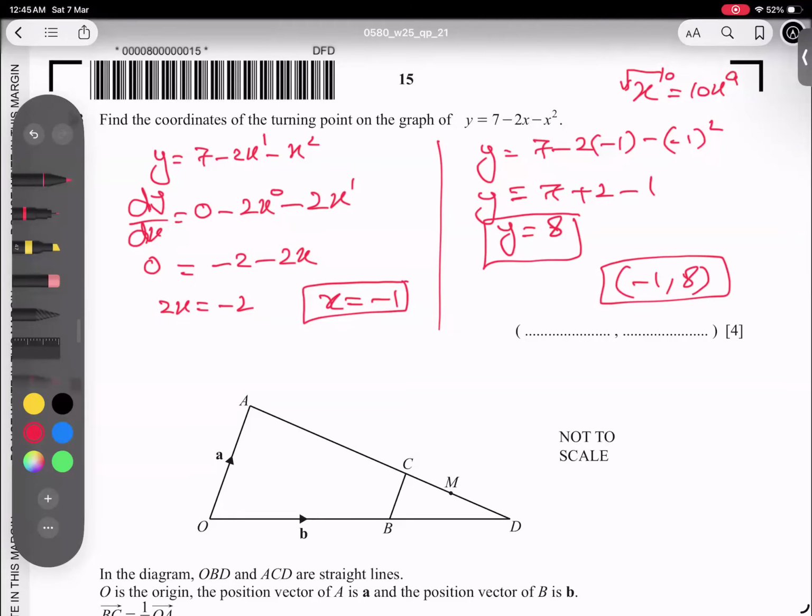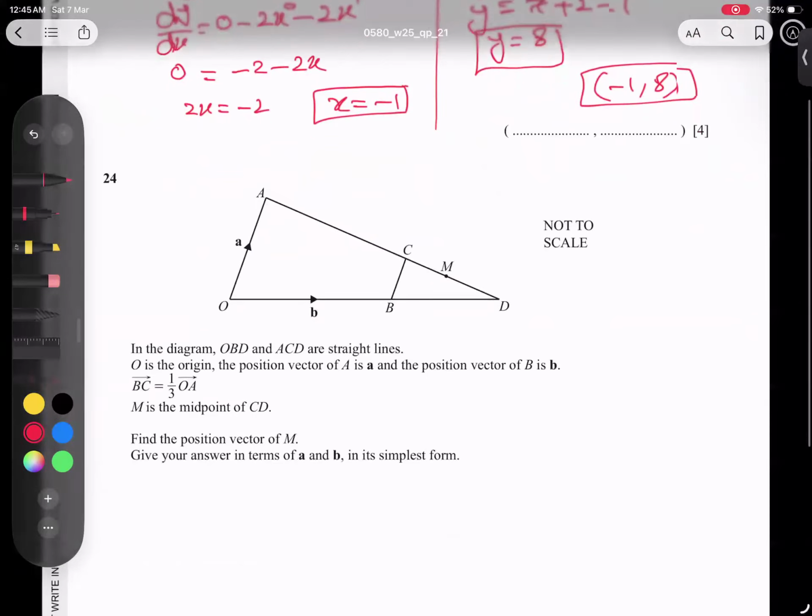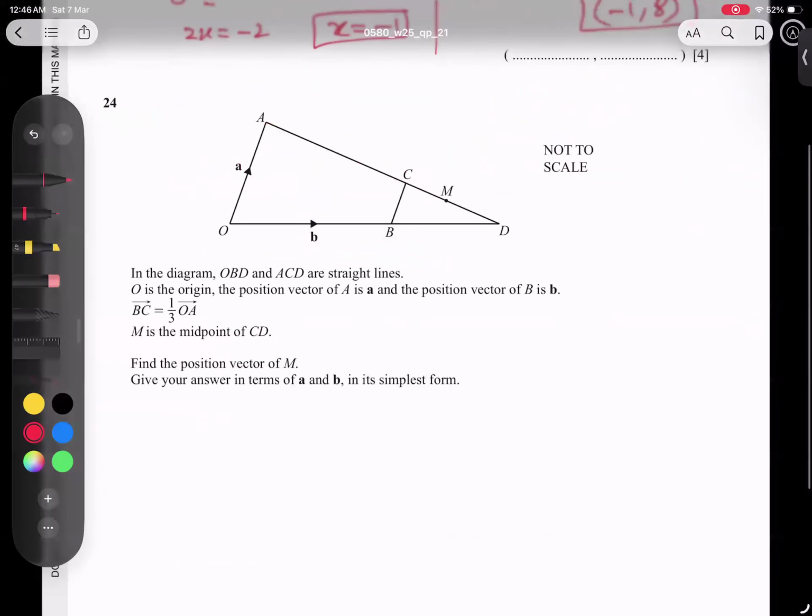Okay, Alhamdulillah Rabbil Alameen, clear. This is question number 24. How do we deal with question number 24? In the diagram, OBD and ACD are straight lines. Okay, very clear. So we have two straight lines given here.